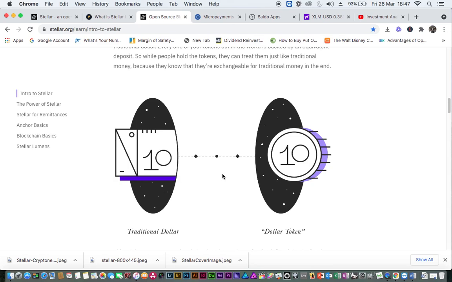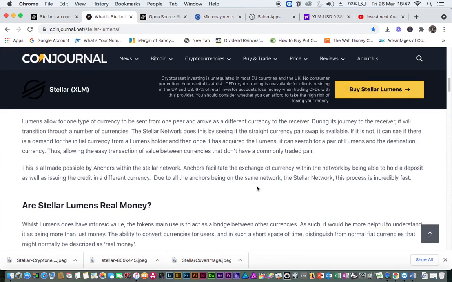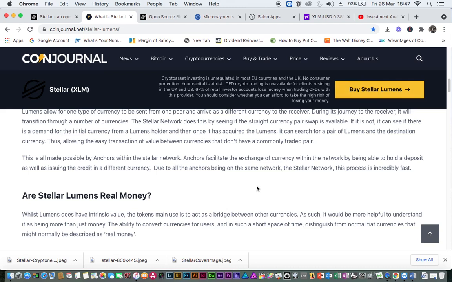Other benefits of Stellar include ease of access, meaning all retail users need to access Lumen is an internet connection and some software such as a Lumen-ready wallet or access to an online exchange. Basically, what it's saying is easy access.